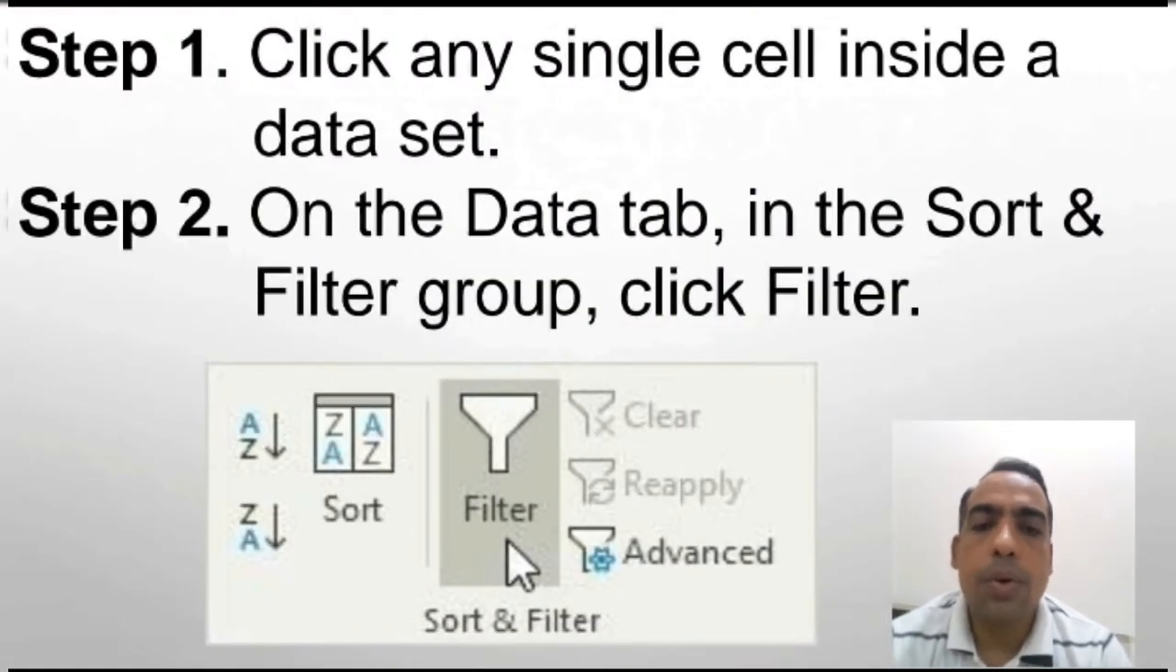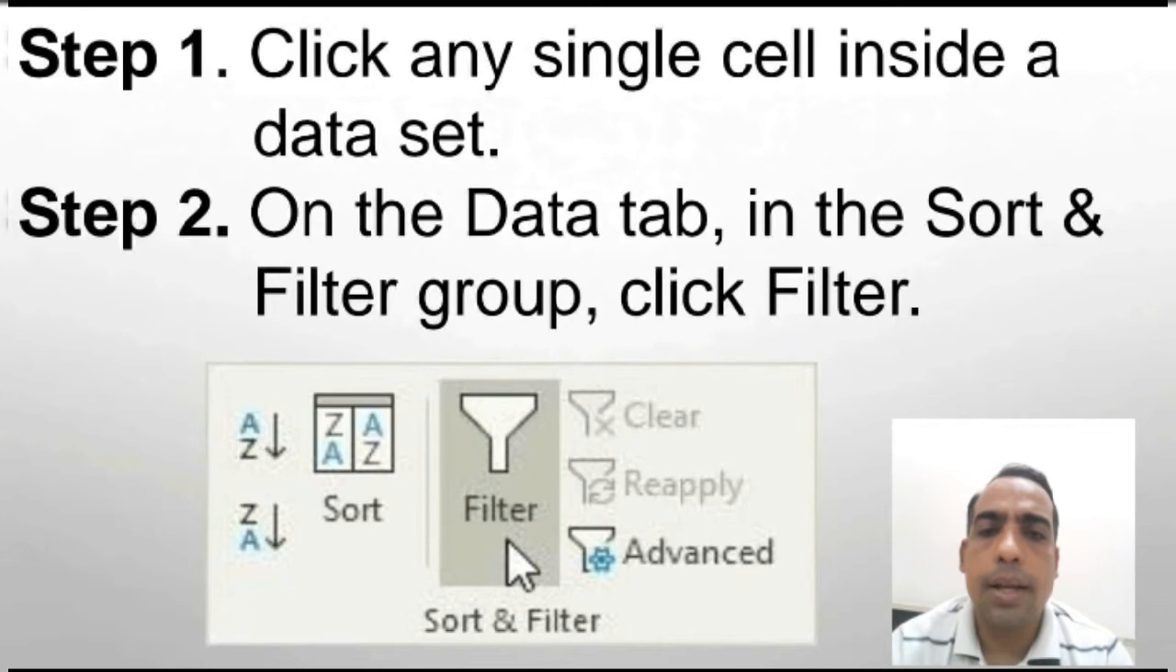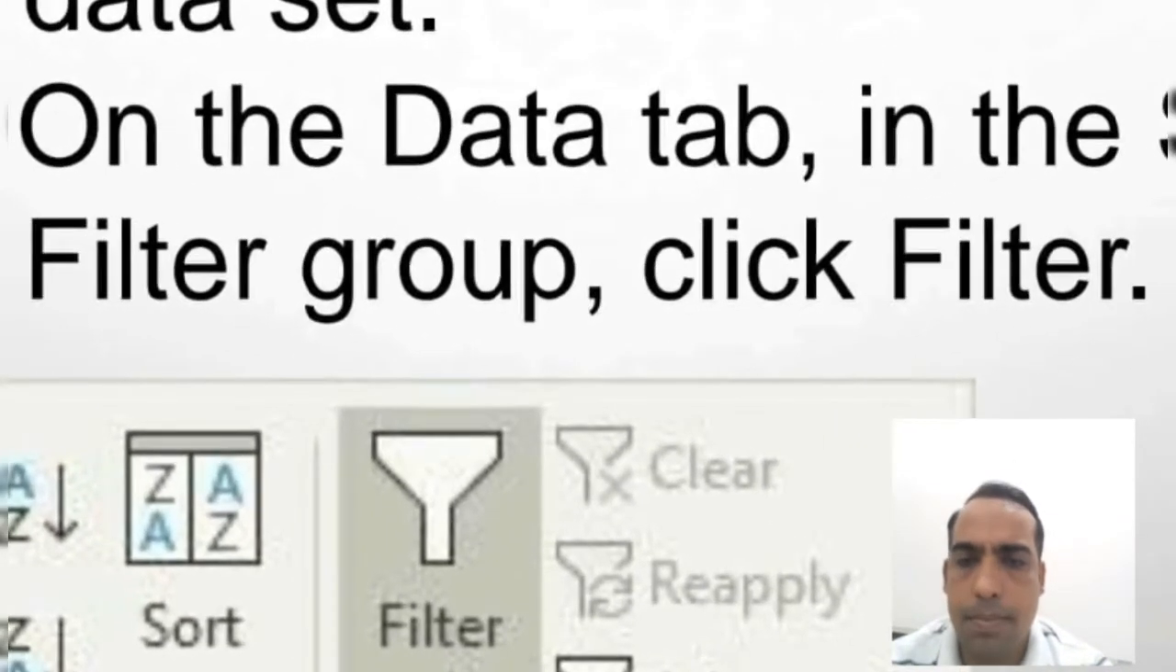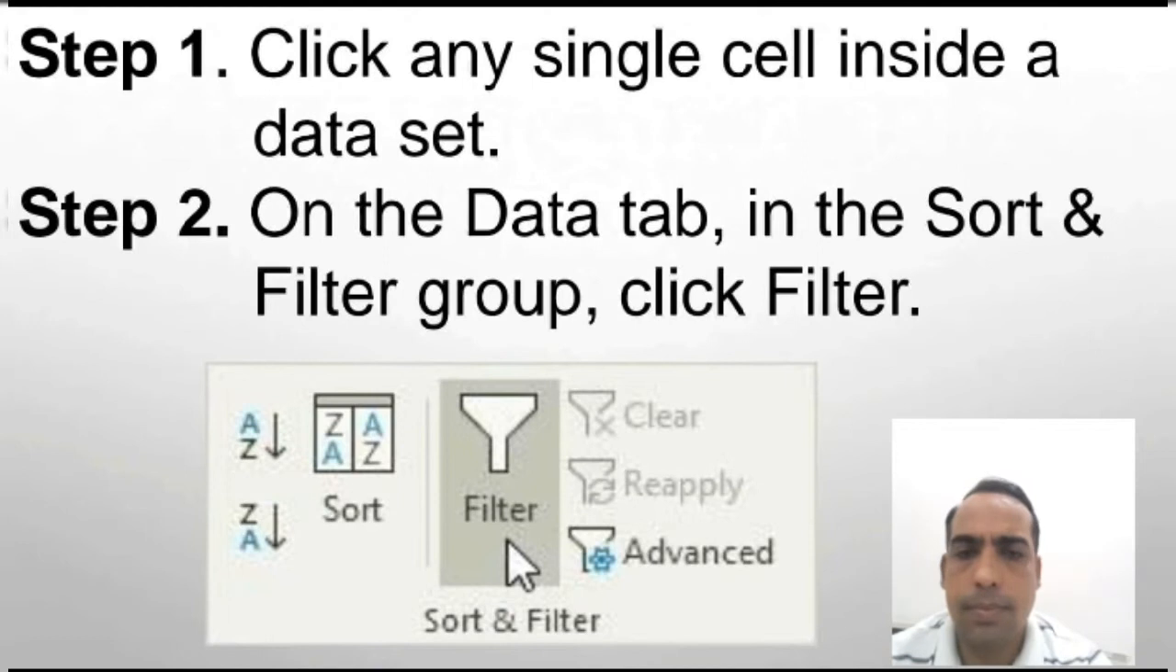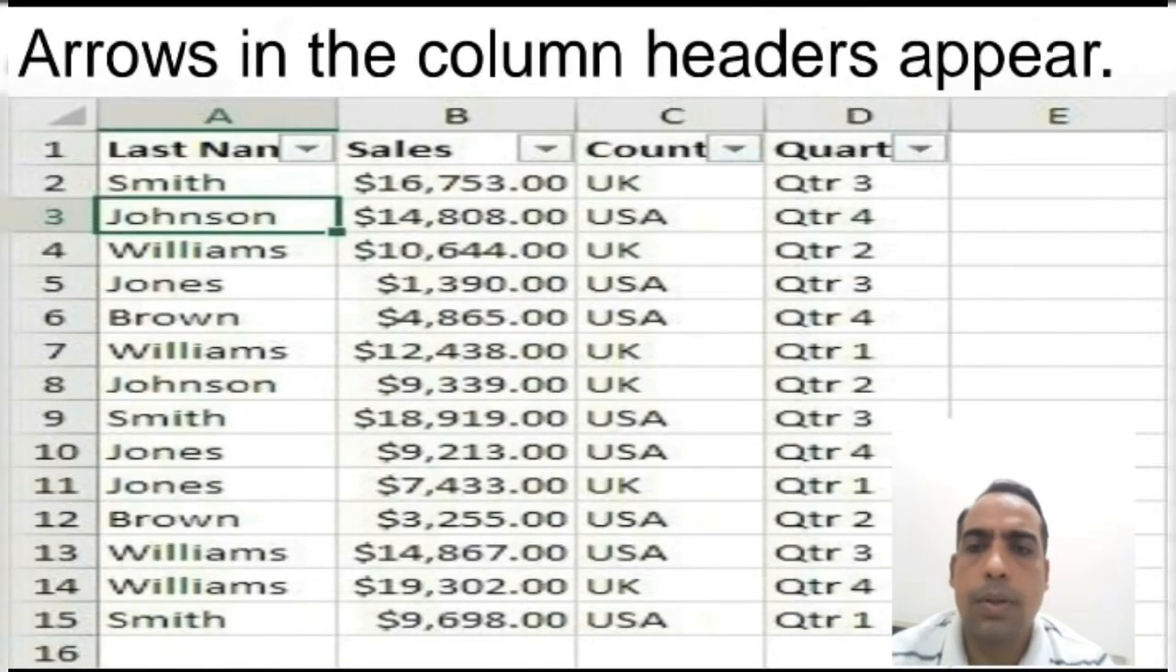Now I will explain how you can apply filtering in MS Excel. Step 1. Click any single cell inside a dataset. Step 2. On the Data tab, in the Sort and Filter group, click on the Filter option. You can see in this diagram. After that, arrows in the column headers appear. You can see in this diagram.